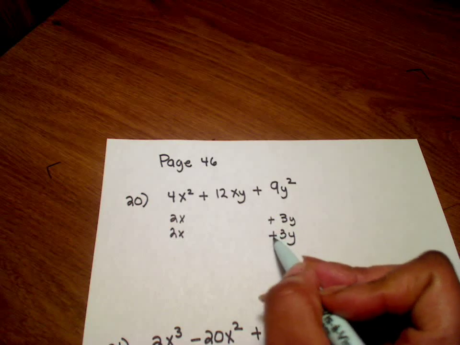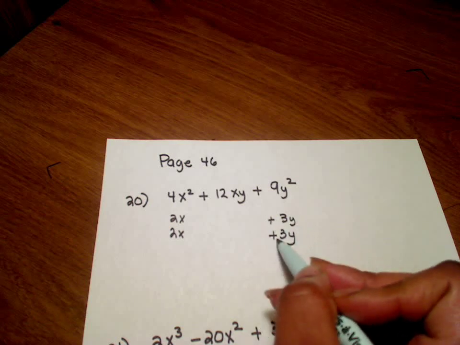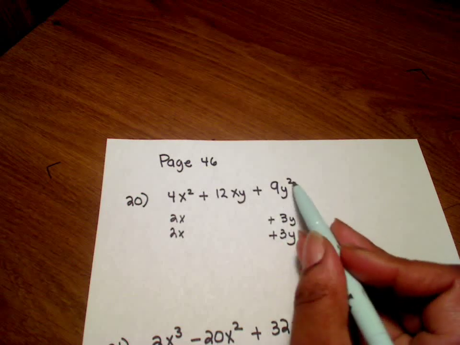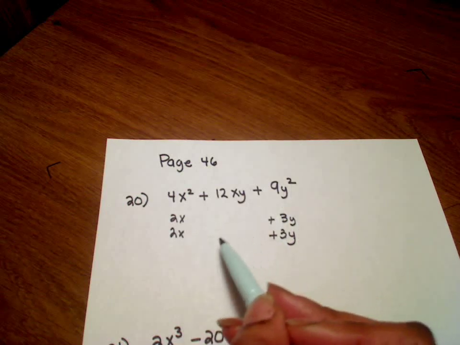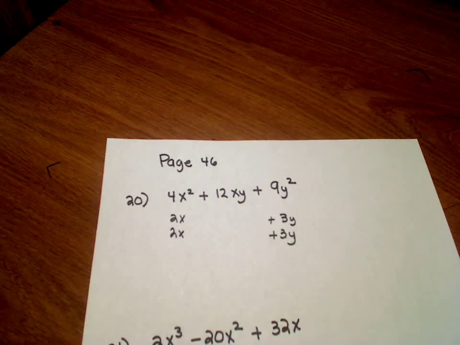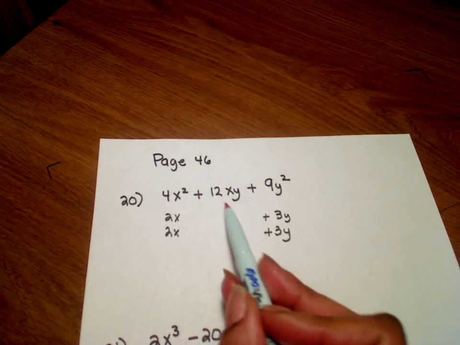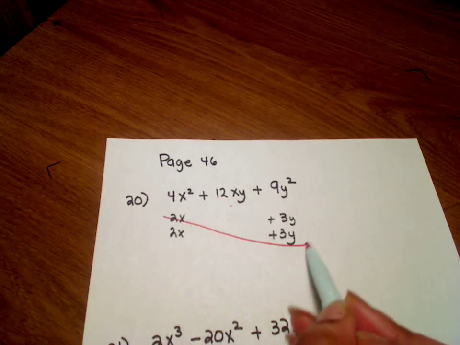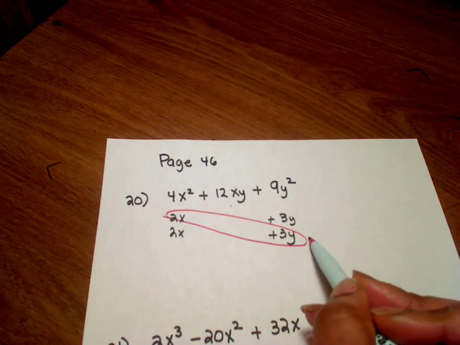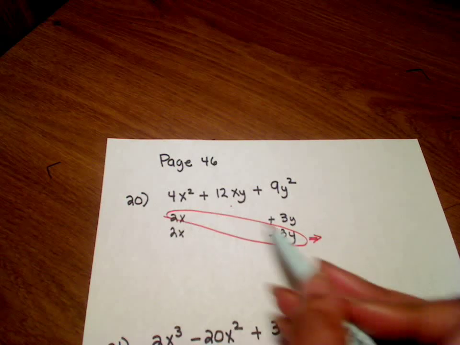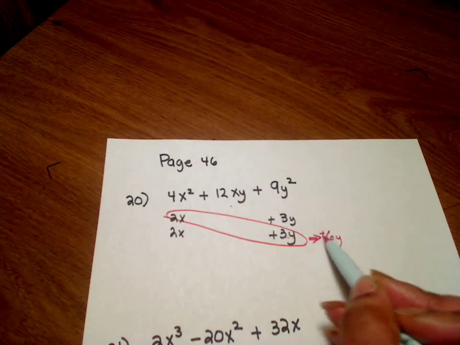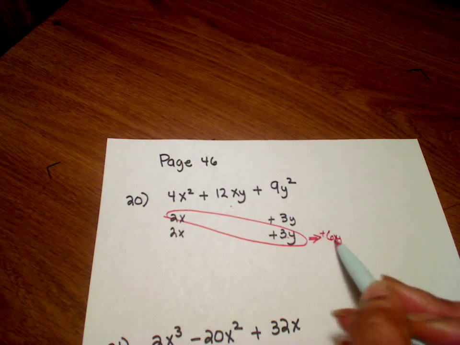And it's going to be positive for both because a positive 3y times a positive 3y will give you a positive 9y squared. Now by doing this method, we're going to see, does this work for coming up with the middle term, which is 12xy. When I do that, I'm going to cross multiply here, and I end up with 2x times a positive 3y, a positive 6xy.